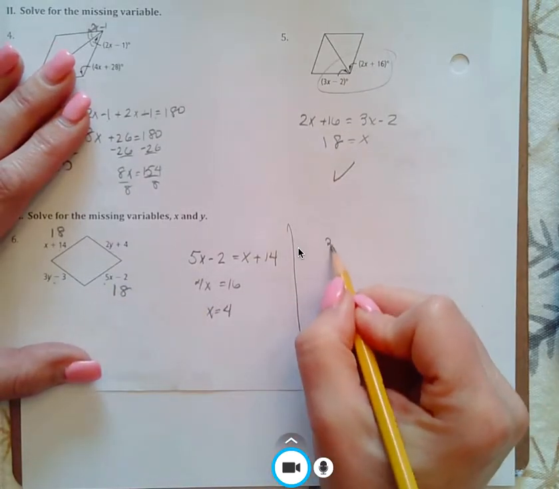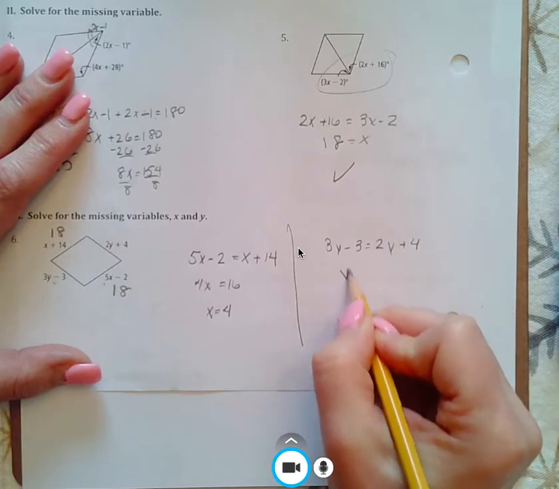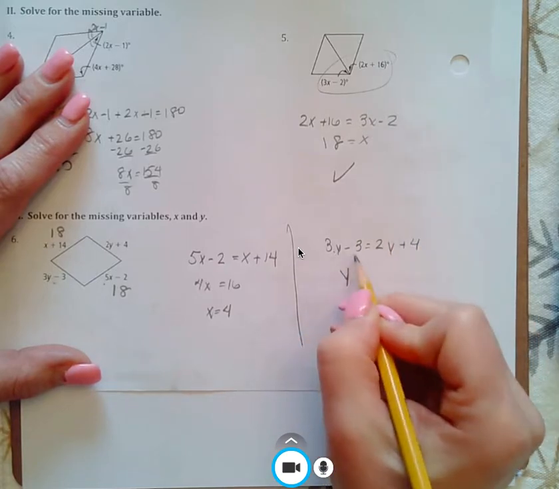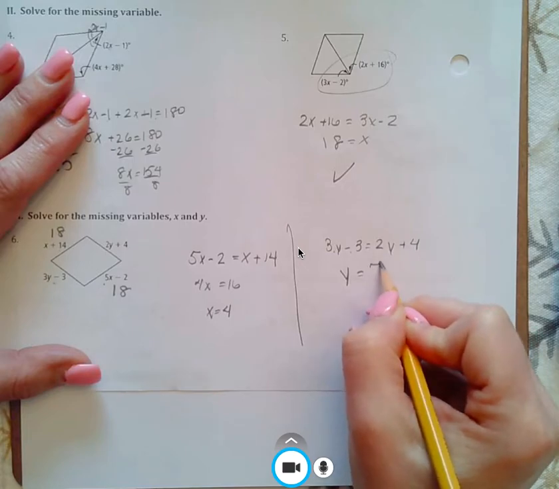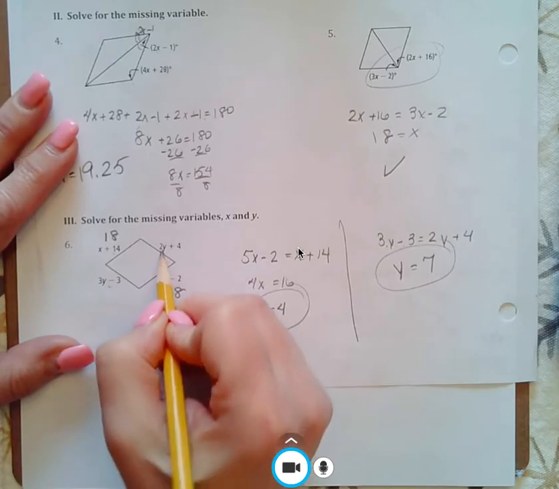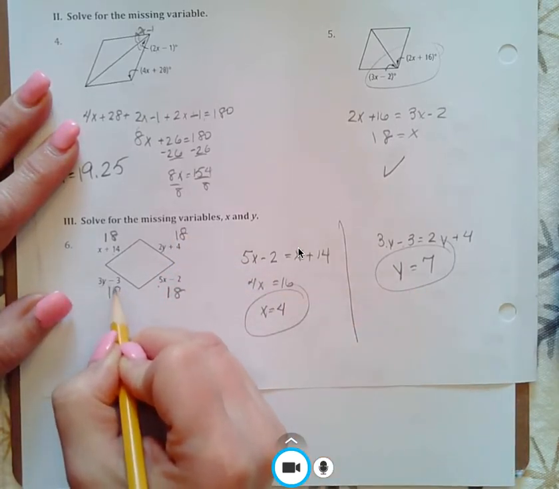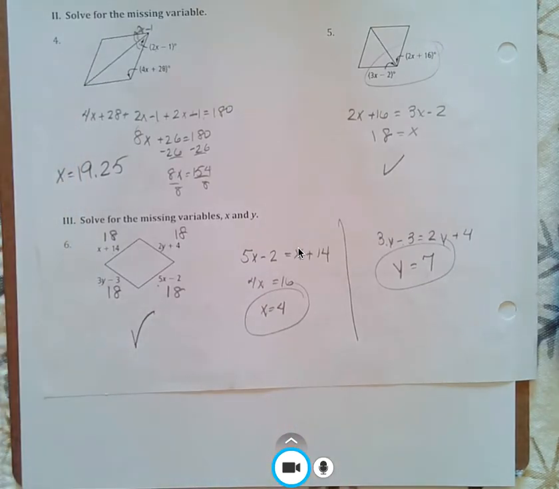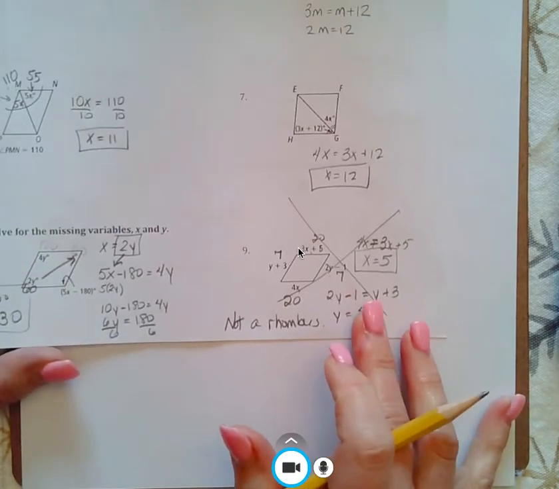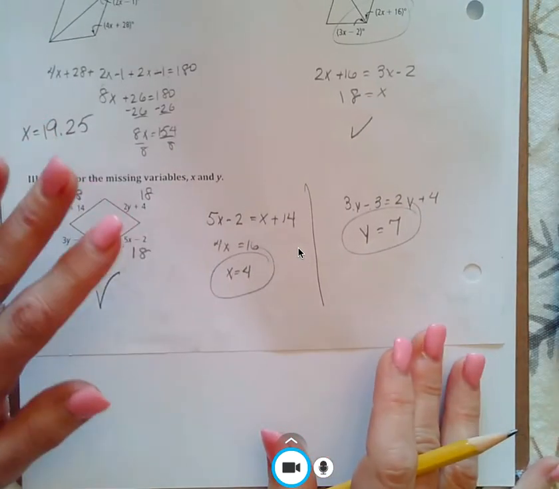These guys are equal. So 3y minus 3 equals 2y plus 4. Y, when they subtract this way, add 3, so that's 7. Y is equal to 7. I'm going to plug it in. So it's 14 plus 4, that's 18. 21 minus 3 is also 18. This one works. What I think happened here is that was a mistake by the textbook. But we're going to let that slide because we're forgiving people.